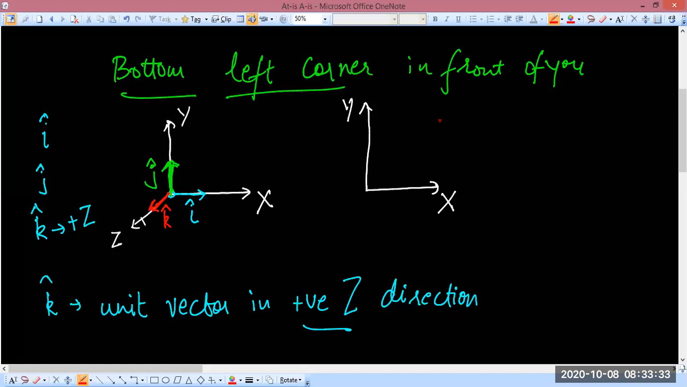Going behind you. Yes, this is new. For 2D you only have X and Y. So you only need I caret and J caret. But now in 3D we have X, Y, Z. So we need I caret, J caret, K caret.